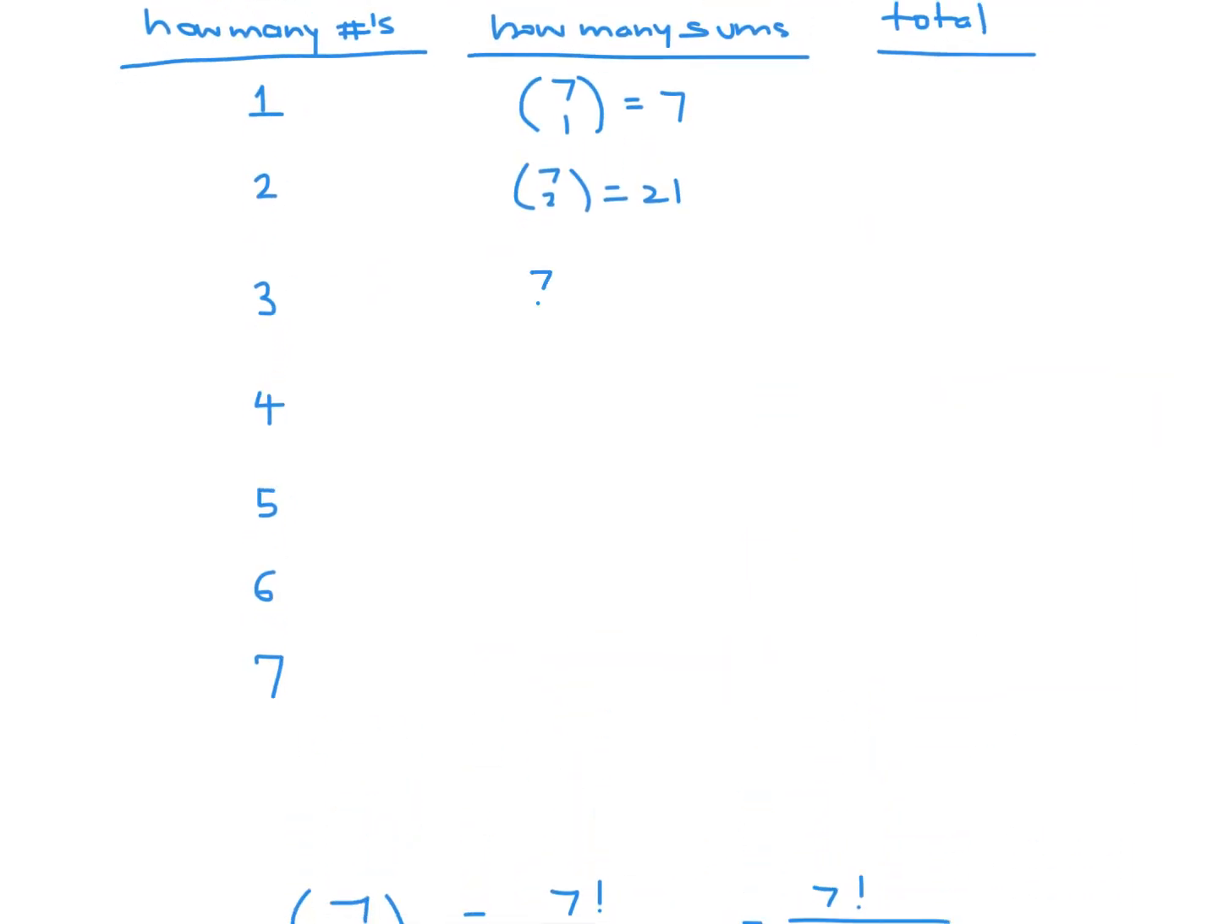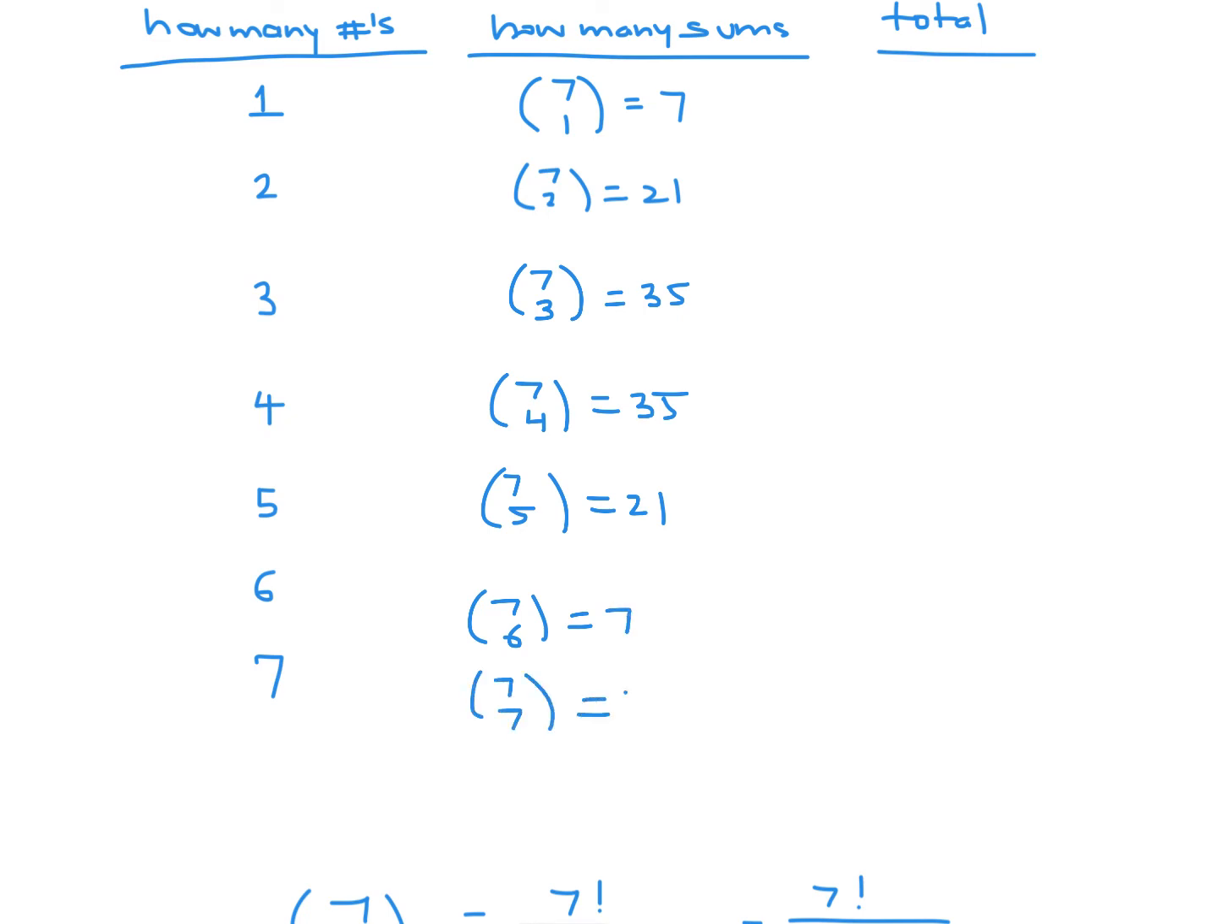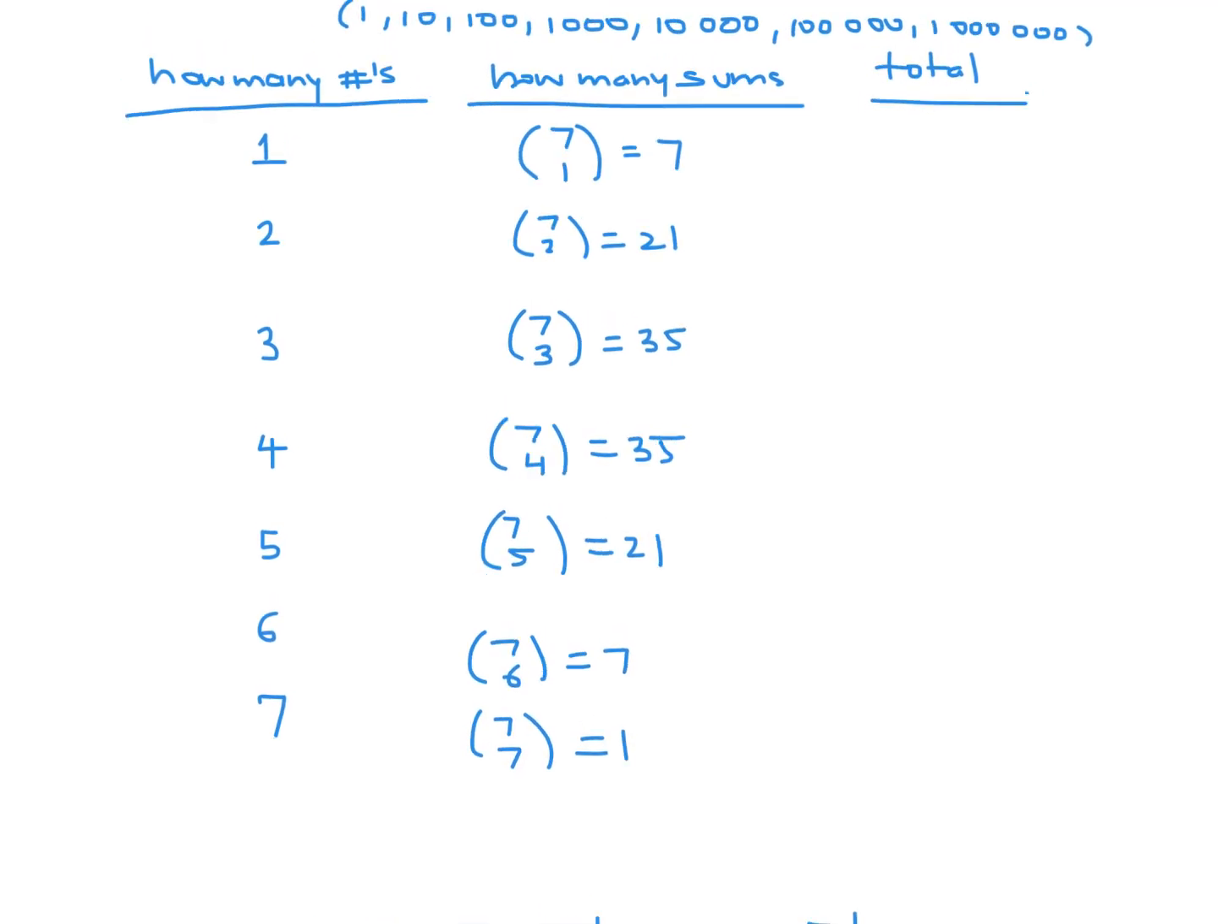Okay, let's just keep going. 7 choose 3 is 35, I believe. 7 choose 4 is 35 again. Hopefully I haven't made any mistakes. 7 choose 5 is 21. 7 choose 6 is 7. And 7 choose 7 is 1. And although it's not required in this question, if you chose 0, it would be 7 choose 0, and that is equal to 1.